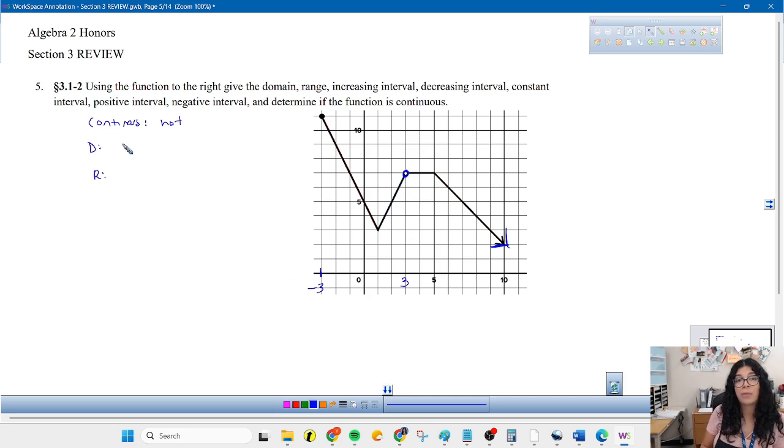So it is from -3 till the +3, not included, and then we pick back up right after that 3 to infinity. So it's technically from -3 to infinity, but we're skipping over 3. 3 is not included.